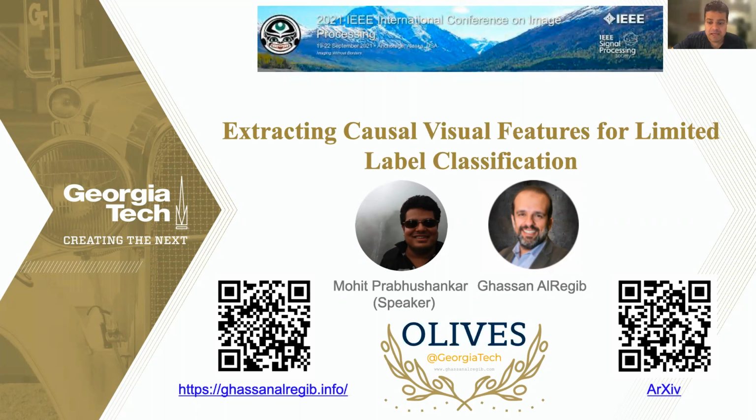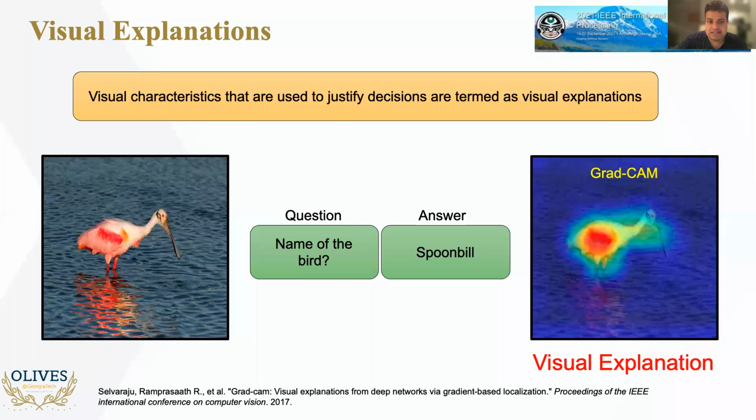In this paper, we consider visual explanations in images and show how they have both causal and context features. As the title suggests, we extract and present the causal features. Let's start by defining visual explanations. Essentially, explanations justify some decisions. And if these justifications are visual features, then we have visual explanations.